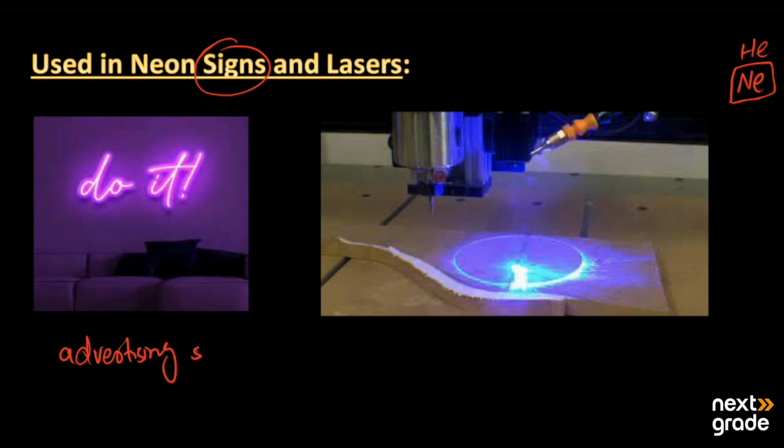These advertising signs that have some type of writing, like here it is written as "do it", just light up. Now how do they light up? Because the space in them is filled with neon gas, and when an electric discharge is applied to that gas, it starts to glow. That's why neon gas is used in neon signs as an advertising sign.